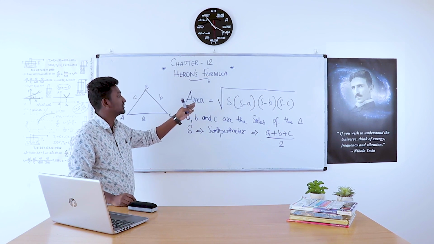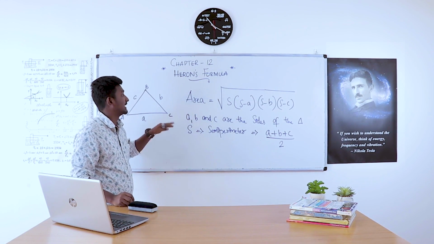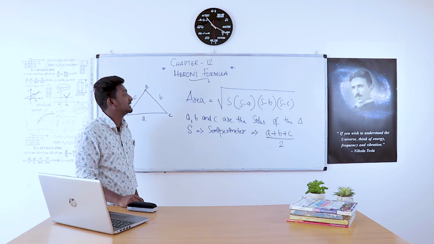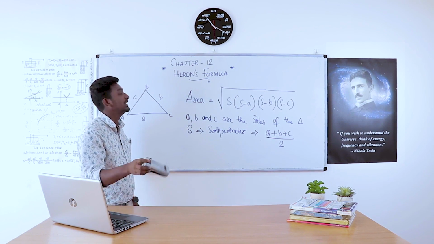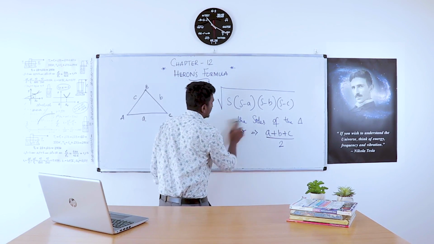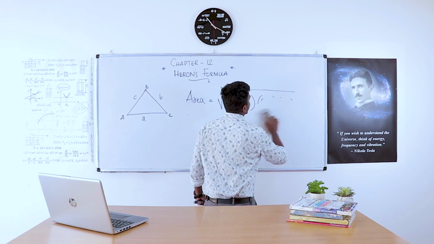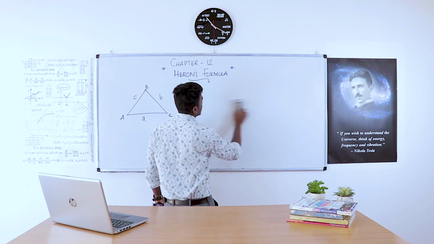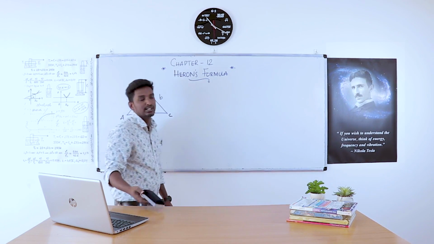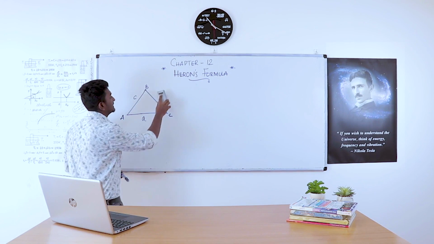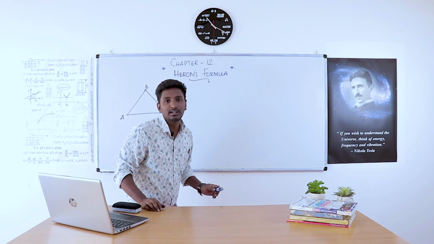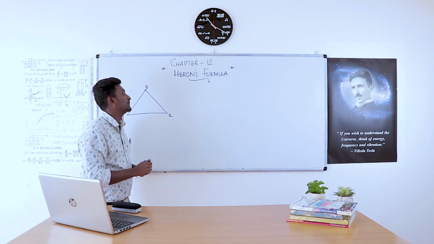By substituting the values into the equation, we get the area of the triangle. That is root of s into s minus a into s minus b into s minus c. This is the equation to find the area of a triangle. This is what is called Heron's formula. Now we can check one example and then move to the problems related to this chapter. As a theoretical portion, we have only this formula for this chapter. You have to study only this equation, root of s into s minus a into s minus b into s minus c. That is the only theory portion we have to study, and then we have to solve some problems.